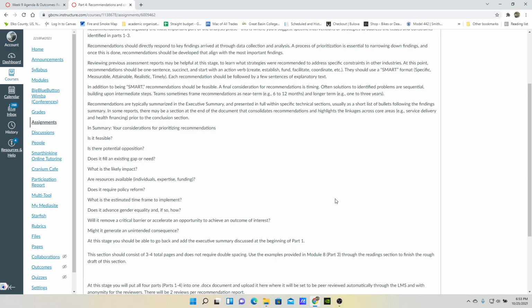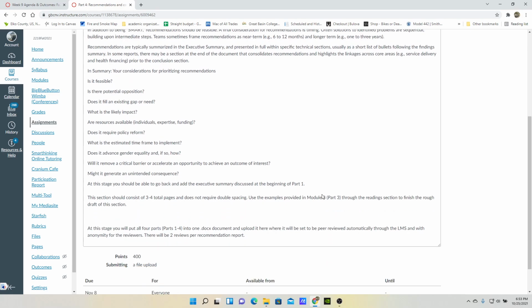At this stage, you should be able to go back and add the executive summary, as I've said, which was discussed at the beginning of Part 1. This section, Part 4, should consist of 3 to 4 total pages and does not require double spacing. You can use examples provided in Module 8, Part 3, the readings, in particular the OER, through the reading section to finish the rough draft of this section.